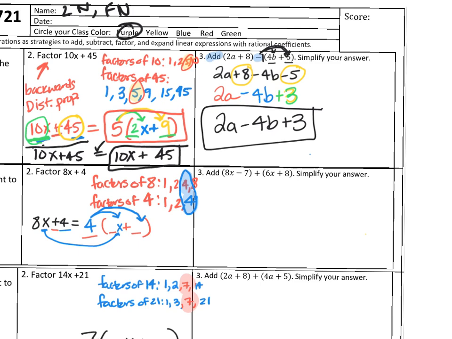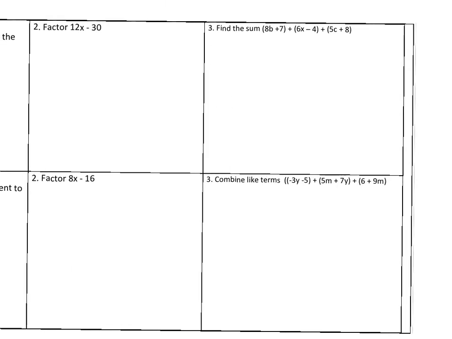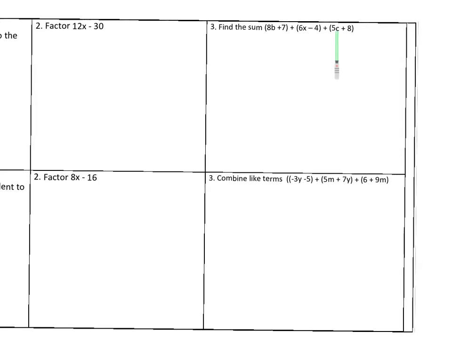All right, Tigers, the nice thing is that on number 3 on Tuesday, there's no negative here, so you can just drop the parentheses and combine like terms. Same with number 3 here. Let's look at the other days. There's no negative here either, and there's no negative here either. What the heck? I didn't even challenge you. Have fun.